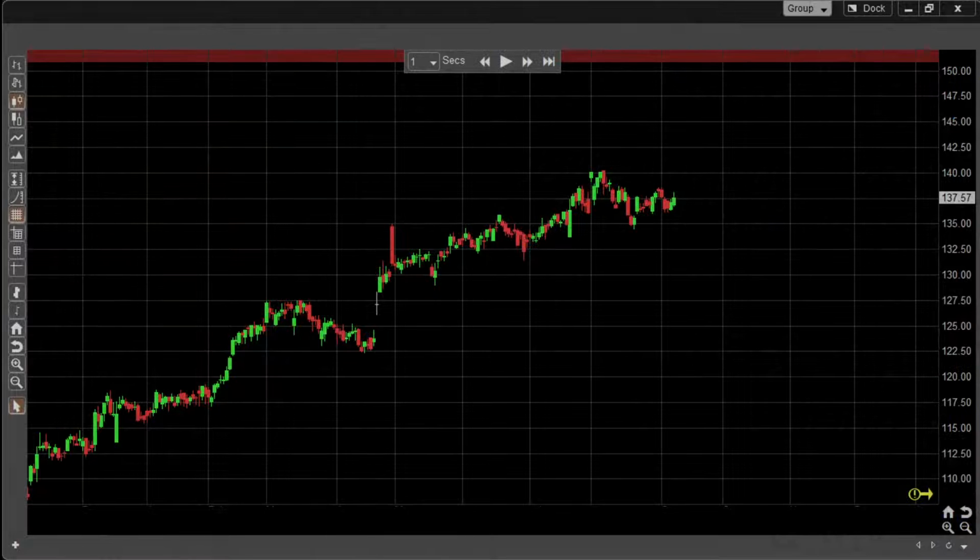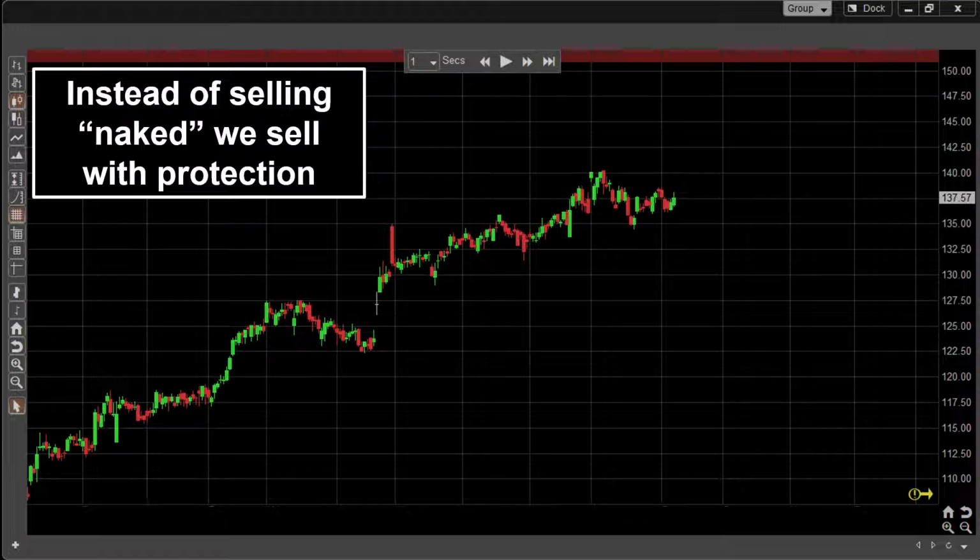So let me talk about this a little bit more in depth. The options paycheck system makes sure you reduce your risk before you even open the trade. First, we choose stocks that are low risk. We have a very specific criteria, but in general, if we're bullish, we start by focusing on good stocks that are already rising in price, very similar to the graph you see here. Then, instead of selling naked, we're going to sell with protection. So let me show you how to do this.